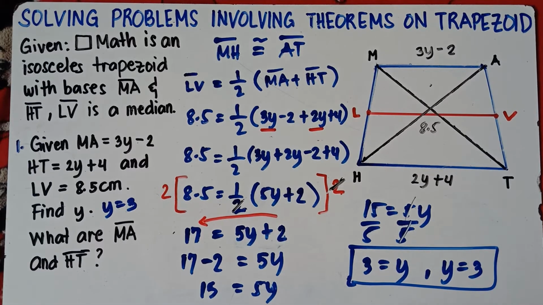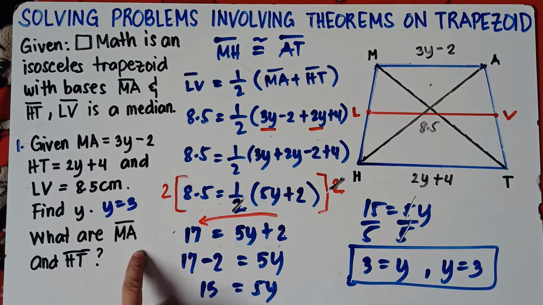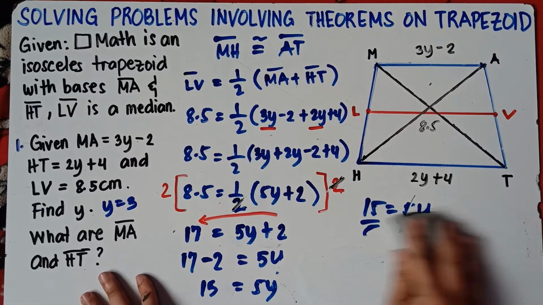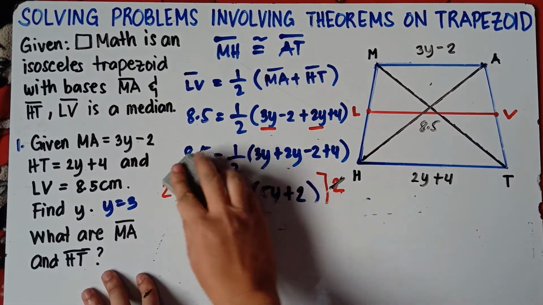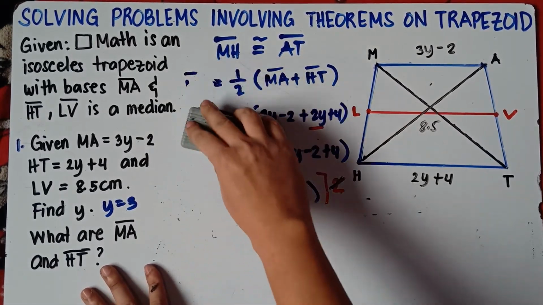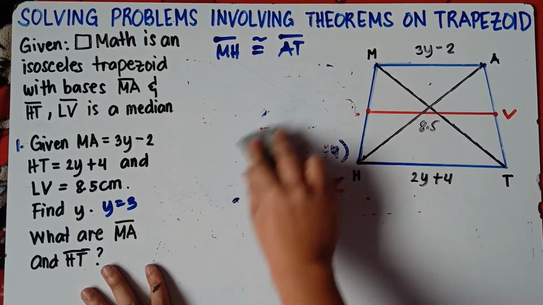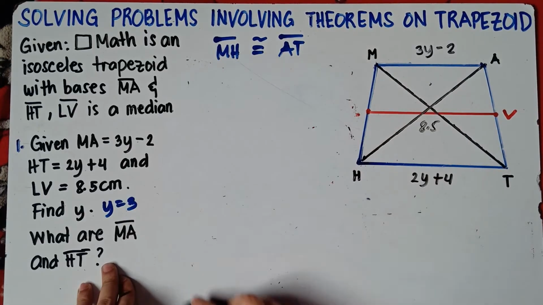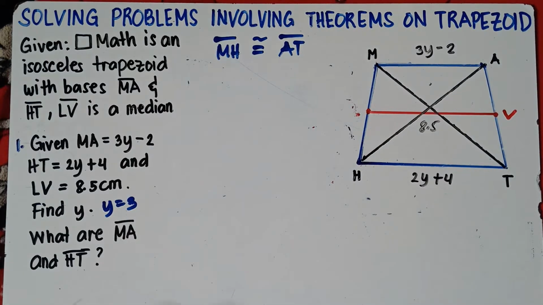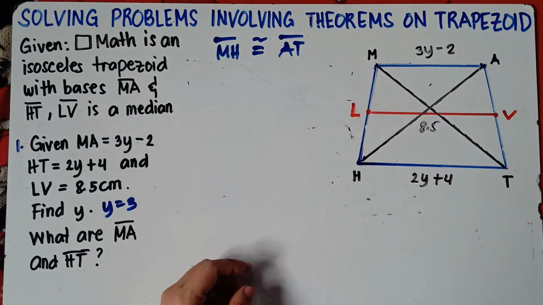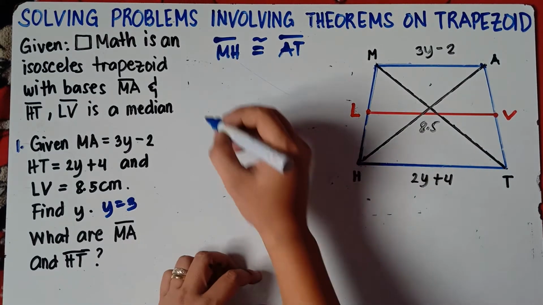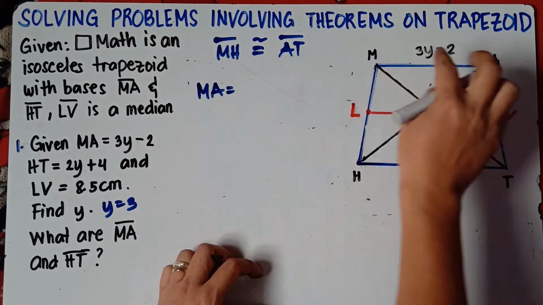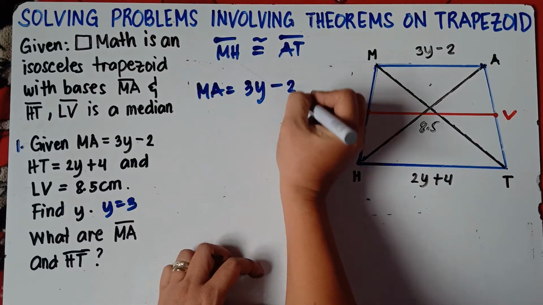So next thing, class, is we need to find the value of line segment MA and line segment HT. So pause the video, class. I will be erasing this one. Alright, so let's find the value of MA and HT. We already have the value of y, that is equal to 3. Alright, so to get the value of MA and HT, simply substitute, class, the value of y. So our MA is equal to 3y minus 2.